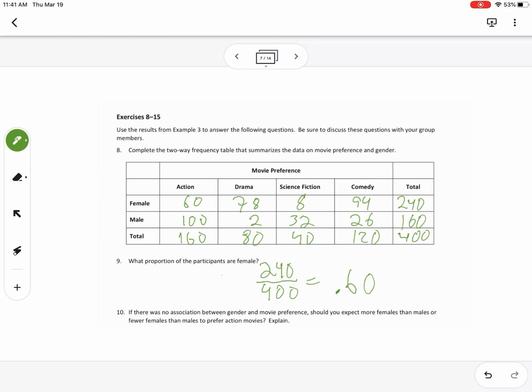Okay? Now 10 is just a hypothetical. It says, if there was no association between gender and movie preference, should you expect more females than males or fewer females than males to prefer action movies? Explain. So think about that for a moment. Hit pause if you need to. All right. What you're supposed to get from this is the proportions would be all the same if there was no association, but overall there would still be more females. But you wouldn't be able to tell which movie type females would prefer more.